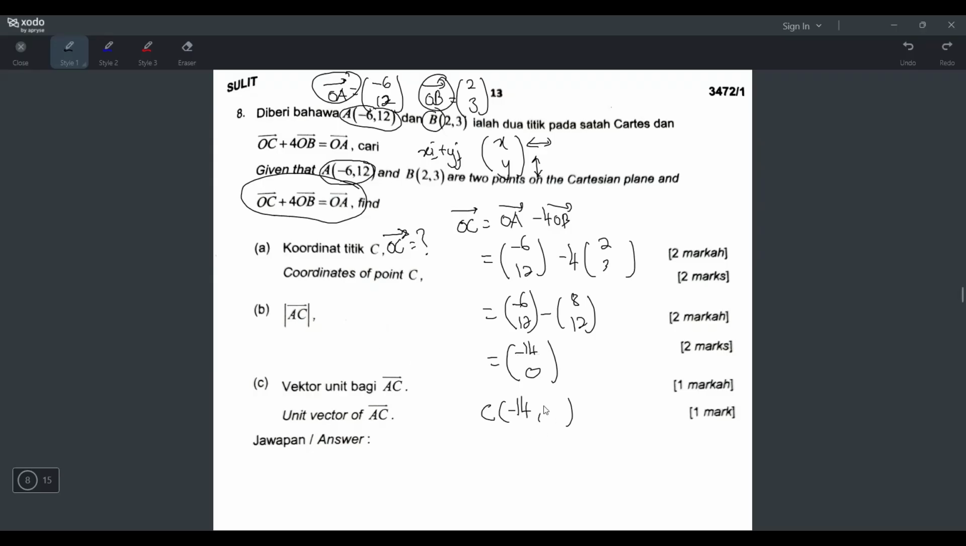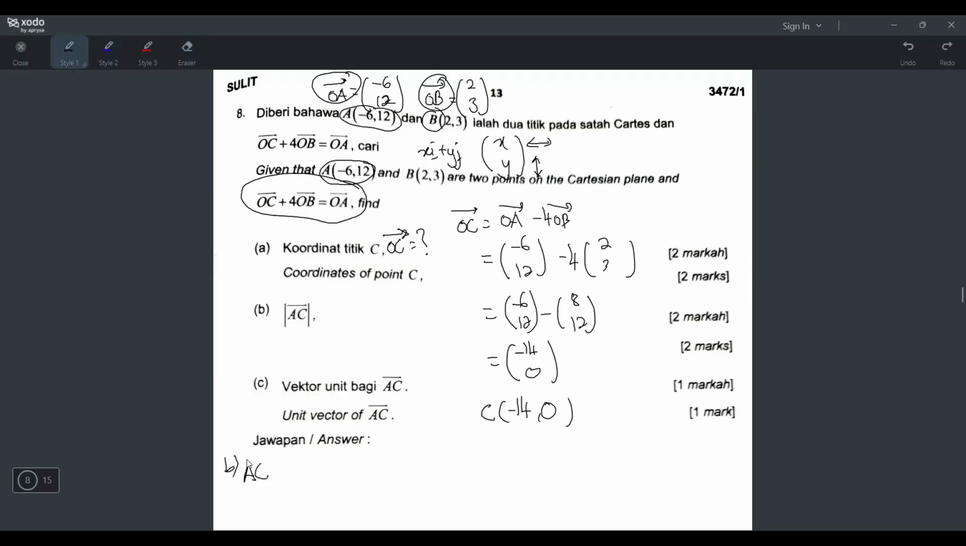Okay, that's the answer. I want to do B now. B asks us to find the magnitude of AC. The magnitude formula is square root of bracket square plus bracket square. But for the brackets, you have to put in the numbers in front of i and j. Don't tell me you put in negative 14, 0 or negative 6, 12 or 2, 3. Yes, these are numbers in front of i and j, but you cannot use these. You have to use the vector AC in terms of i and j.